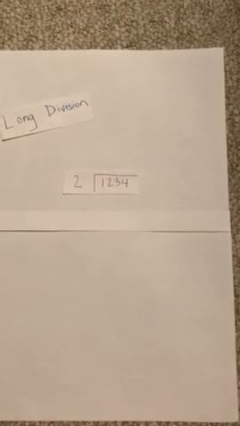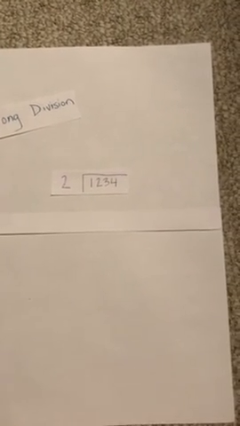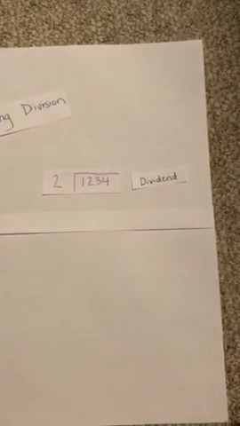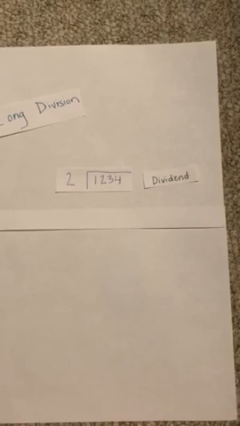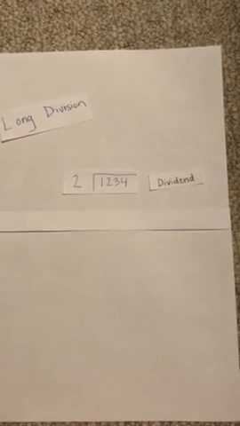Today this video will be about long division. First, before we begin, let's talk about the three parts of an equation. The first part is the dividend. The dividend is the number that is going to be divided. In this equation, the dividend is 1,234.